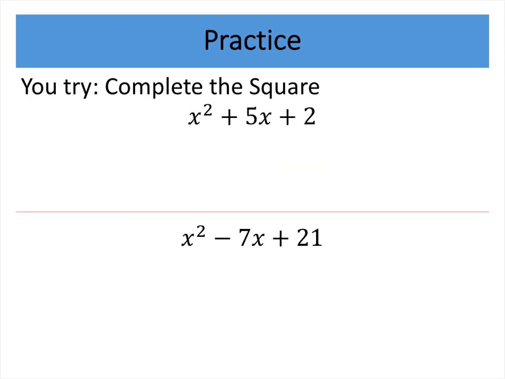All right, I want you to try these on your own. In fact, they're going to be the first 2 questions in this week's activity, and I will show you how to do them. But please do try them on your own first before you do them. Remember, you're going to find the b value, you're going to take it and cut it in half, and then you're going to square that answer. So you're going to raise it to the power of 2. And you're going to do that for both of them.